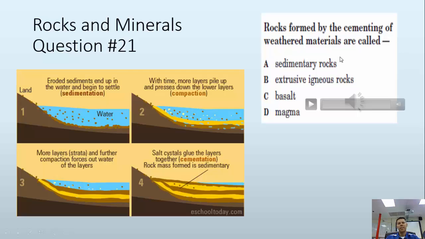Rocks formed by the cementing of weathered materials are called. Just got to remember your rock cycle a little bit. Which rocks are formed from eroded sediments, eventually compacting in the bottom of the ocean and getting glued together by minerals, cementation. This whole process of weathering and erosion and compaction and recrystallization, cementation, this is all the processes involving A, sedimentary rocks. Just remember, igneous rocks are a result of the cooling of lava and magma.